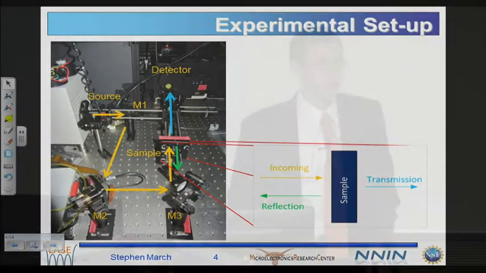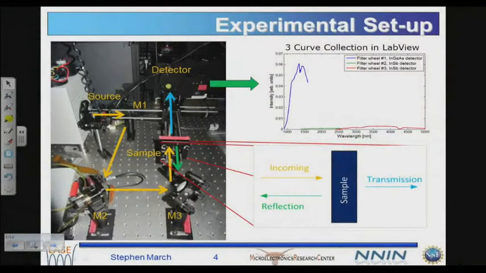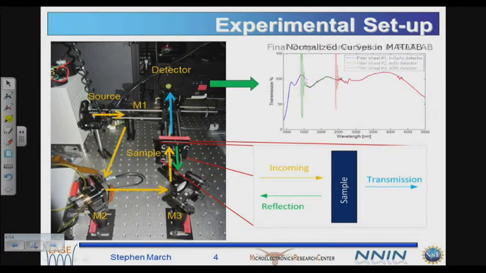Our experimental setup was limited in that the detector could only detect a range of 3 different wavelengths. So we had 3 different curves collected in LabVIEW, but in order to make sense of those 3 different wavelength regimes and tie them all together to make a complete picture of a transmission or reflection spectrum, we had to first normalize them and then splice them together such that we had that complete spectrum from 800 nanometers out to 5,000 nanometers.